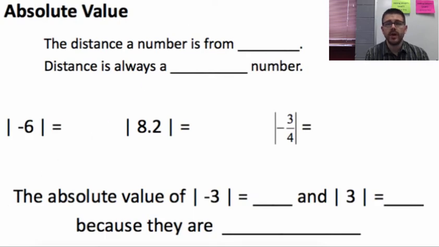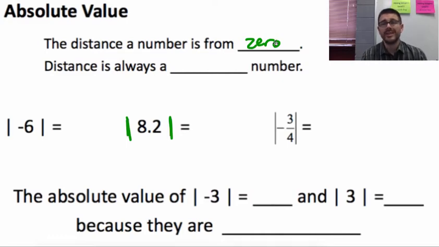Then we have absolute value. And you might remember this from last year. It's these vertical lines around a number. That means absolute value. And absolute value is simply this. It's the distance a number is from 0. We just want to know how many steps would it take to get from that number back to 0.